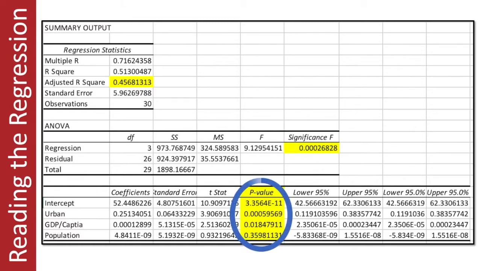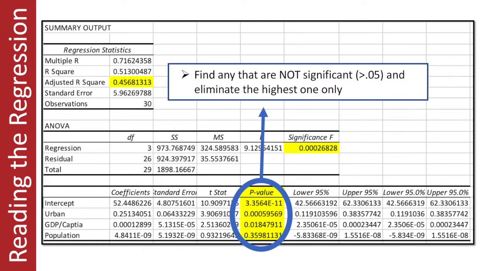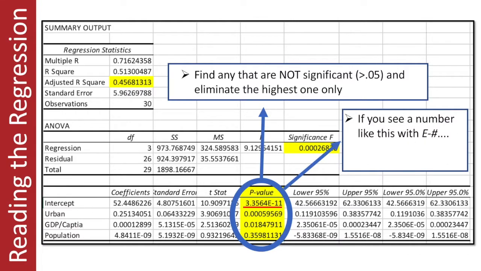And we're just going to go through the same process again. We'll find any that are not significant, any p-values that are greater than 0.05, and again, eliminate the highest one only. Oh dear, oh look at this number. Okay, if you ever see a number that looks like this with an E and a negative number behind it, that's scientific notation for a really small number. So keep it. It's a p-value well below 0.05.